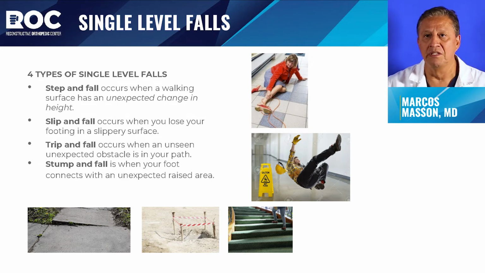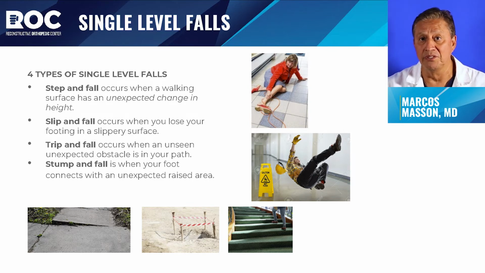A slip and fall is usually when the surface is very slippery, as when it is wet or there's some grease or element similar in the employee's shoe. A trip and fall is when an unseen and unexpected obstacle occurs, as you can see when power cords or toys are in the area. And finally, a stump and fall occurs when your foot contacts an uneven and unexpected raised area, as when you hit a carpet or rug that has an elevation or a bump in place.